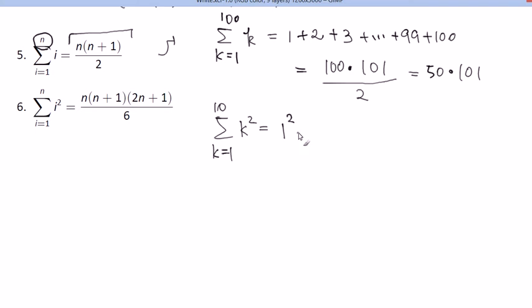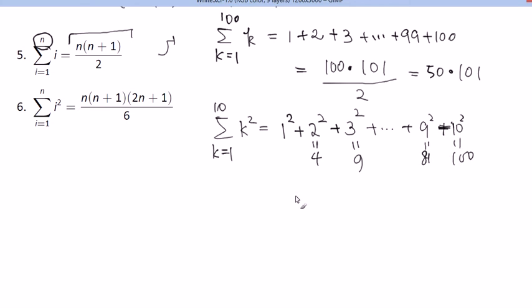1 squared is 1, right? Second term, 2 squared, better known as 4. Third one, 3 squared, better known as 9. If you keep doing that all the way up to 9 squared, 81, and plus 10 squared, which is 100. What's going to happen if I add all those up? Answer? The answer's written here, right? If you add the squares, what's going to happen?